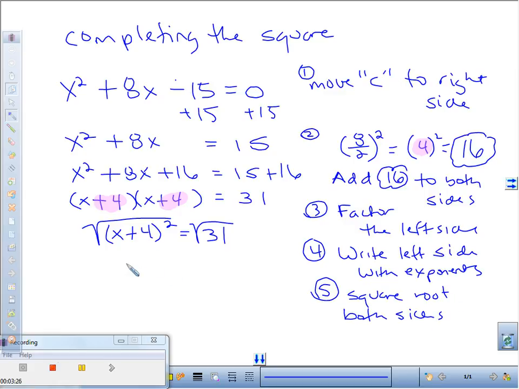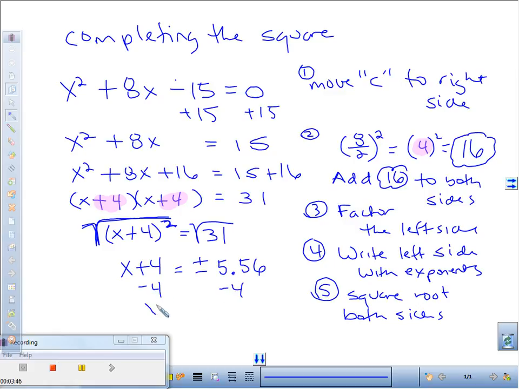So that gets us x plus 4 because that little 2 and this square root zap each other. So somebody's getting a decimal for us, plus or minus what? 5.56. Remember, it's plus or minus. Make sure that plus or minus gets in there. So I'm now going to minus my 4.